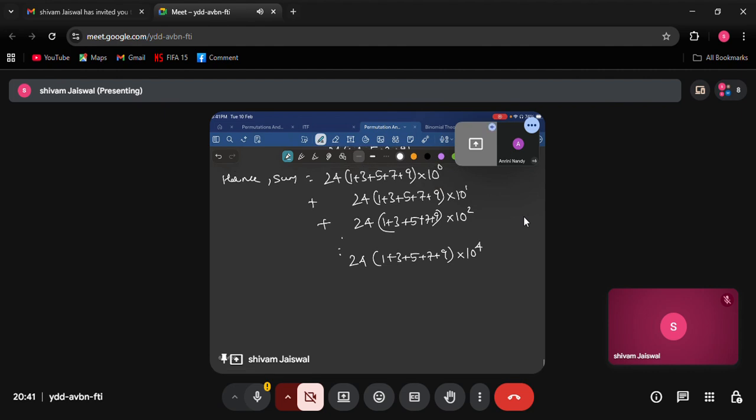So finally what are we getting? 24 into 25 into (10 to the power 4 plus 10 cube plus 10 square plus 10 to the power 1 plus 10 to the power 0). Is it clear? This will be your final answer.